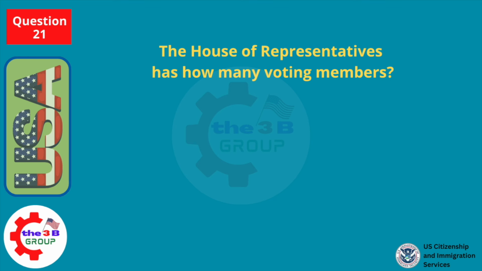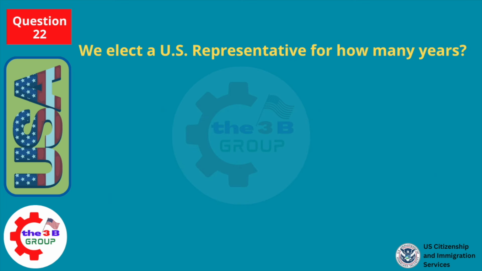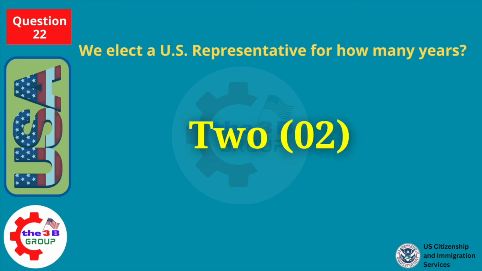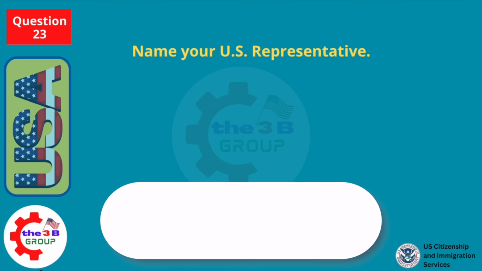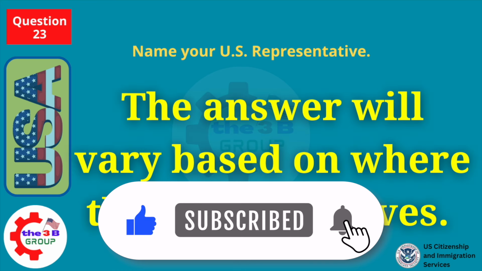The House of Representatives has how many voting members? 435. We elect a U.S. representative for how many years? 2. Name your U.S. representative. The answer will vary based on where the applicant lives.